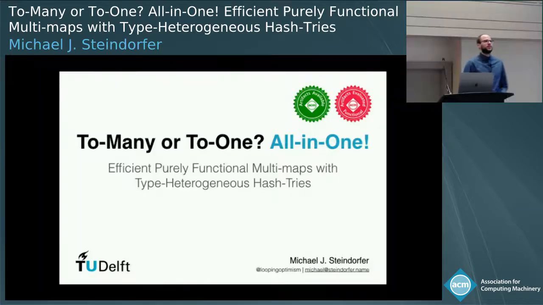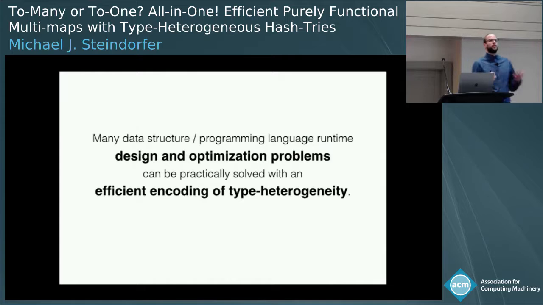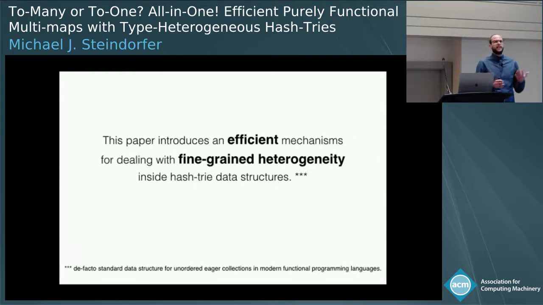I'm Michael, and today I'm talking about "too many or too one, all in one." Essentially, I'm going into the talk with a conjecture that many data structure design and optimization issues, as well as programming language runtime optimization issues, can be efficiently tackled with an efficient encoding of type heterogeneity. And that paper in particular explores how you can craft data structures that use heterogeneity internally for optimizations. In particular, I'm talking about functional data structures that are based on hash tries.